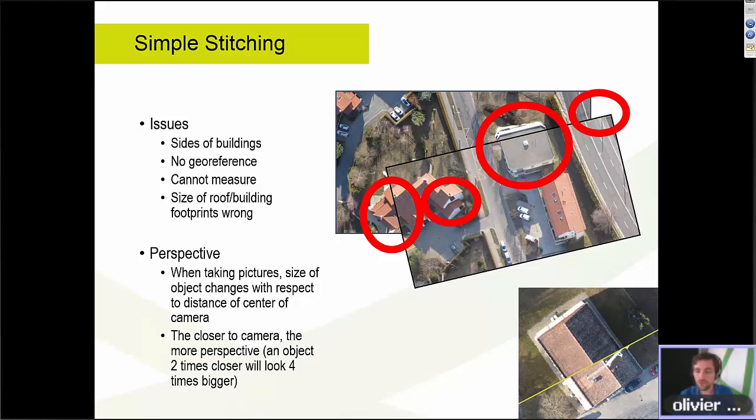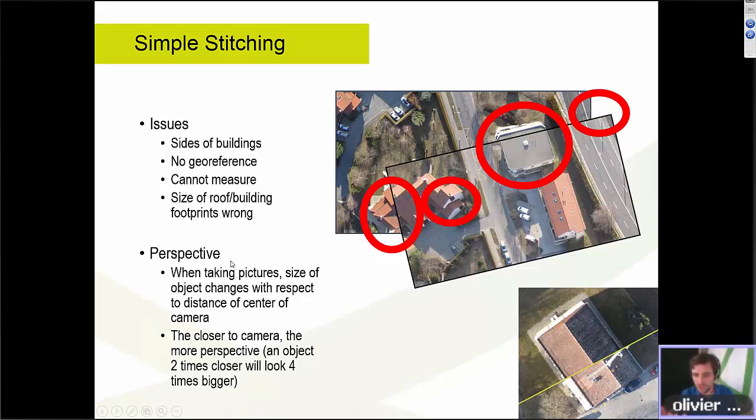You cannot also have a proper georeferencing of this whole data set. And you will see side of buildings and side of objects everywhere. And it's going to be extremely complicated to have a project with all the images together. The main reason for all this, why does this not work that easily, is because of perspective.